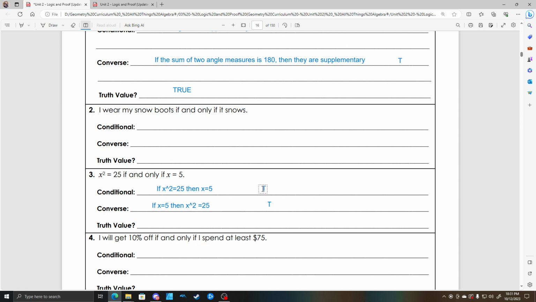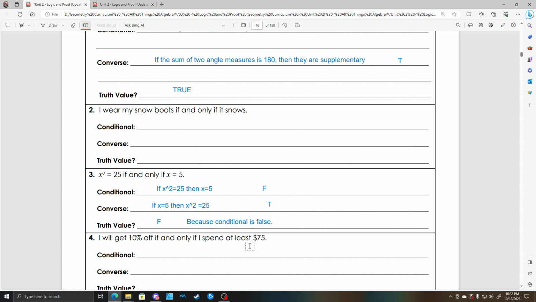Everything seems fine. However, I kind of tricked you guys if you weren't paying attention. The conditional statement is actually not true, right? If we look here, it says if x squared is 25, then x equals 5. But what if x is negative 5? X squared doesn't only equal 25 when x is 5. When x squared equals 25, x also could equal negative 5. So this is actually false. Remember that when you take the square root of something, it could be positive or negative. So the truth value of this, because they're not both true, is false. Make sense? So false because the conditional is false.